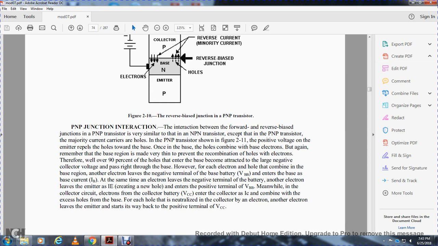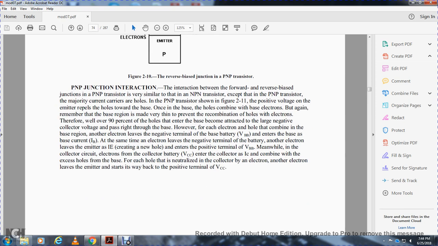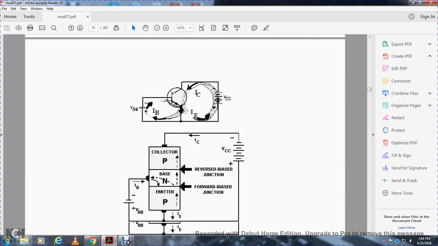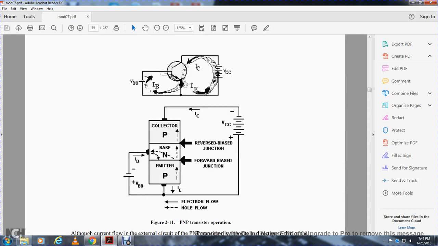The collector current combines with the excess holes from the base, neutralizing them in the collector. For each electron that enters, another electron leaves the emitter and starts its way back to the positive terminal of the collector battery. Alright, positive, negative, positive transistor operation: forward bias base junction, reverse bias base junction.